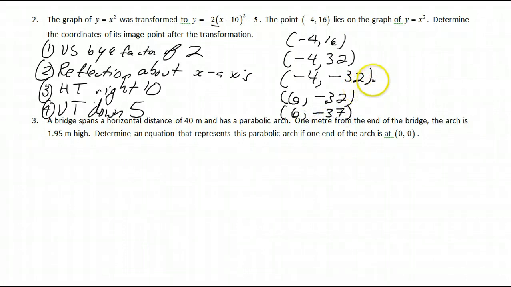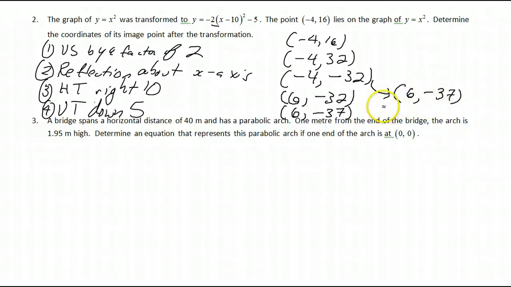Now some people will go from here and do the 2 at once and say go right 10 to positive 6 and down 5, negative 37. Since the order of these doesn't matter, right, but the order of these does matter. Stretch it first by a factor of 2. That affects the y value. Then reflect, and then do your translations.